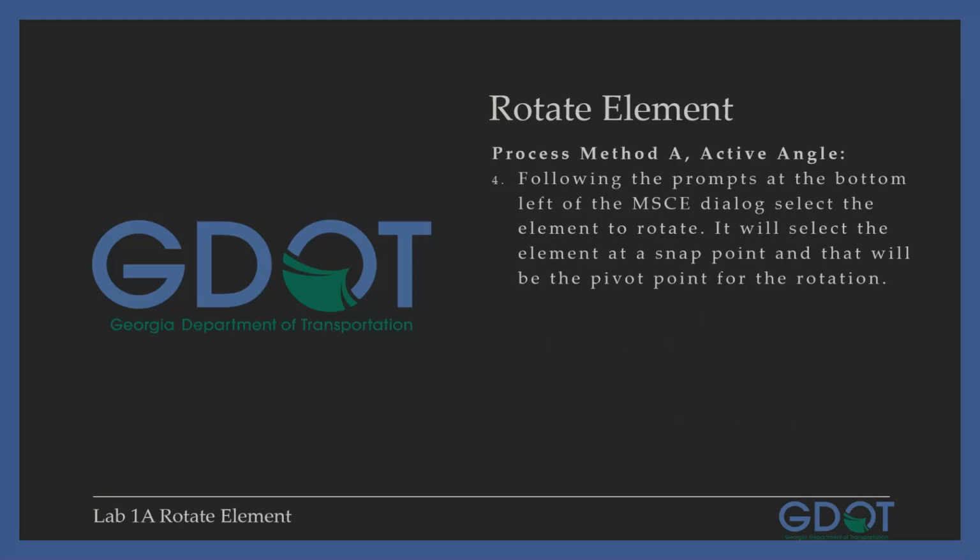Following the prompts, at the lower left of the MicroStation Connect Edition dialog, select the element to rotate. It will be selected at a snap point, and that point will also be the pivot point for rotation.